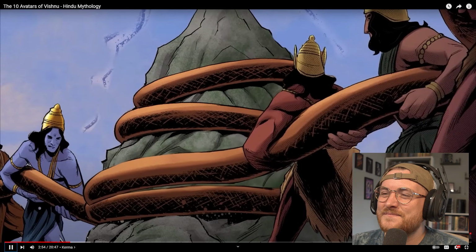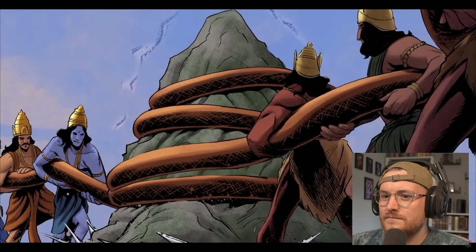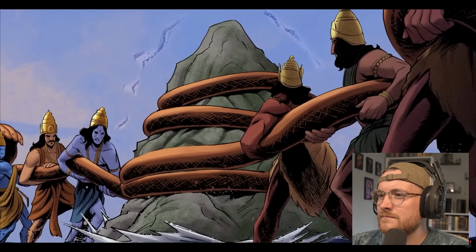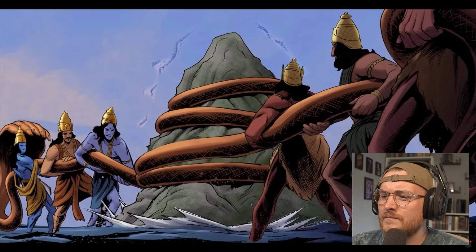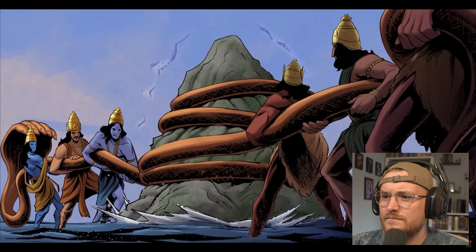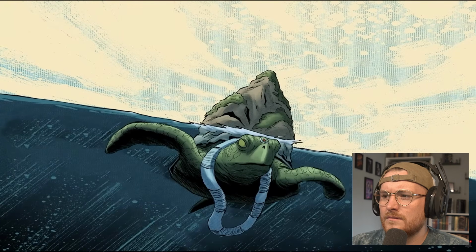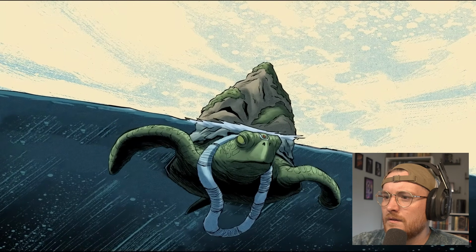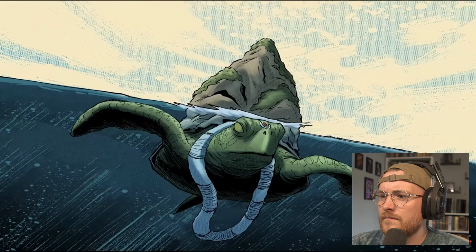To recover this nectar, they needed to stir up the ocean using Mount Mandara as the churning stick and the Vasuki snake as the rope. When the churning began, the mountain began to sink into the ocean, as it was too heavy to be supported by the gods or demons. It was at this point that Vishnu took on the Kurma avatar, held the mountain on his back, and allowed the churning to continue.